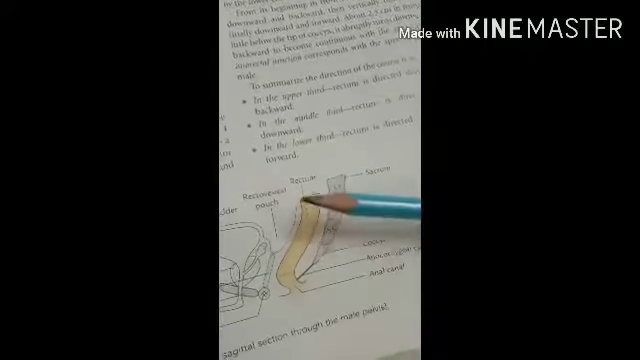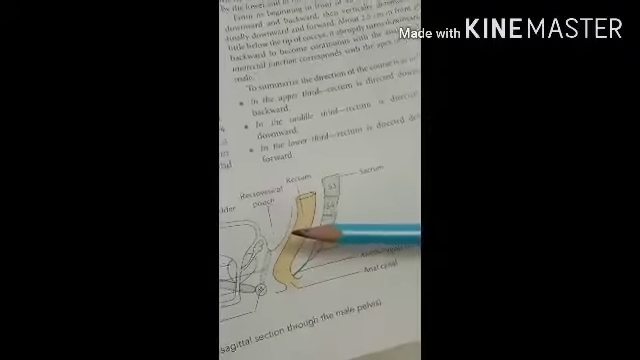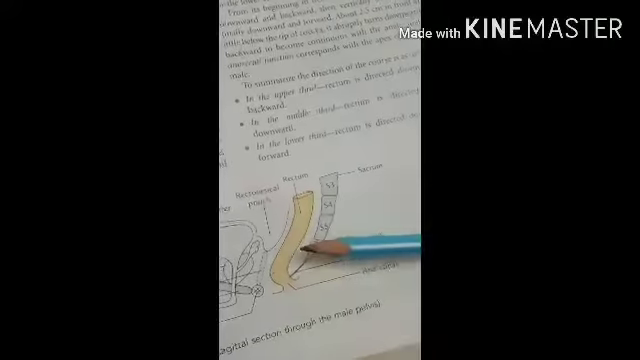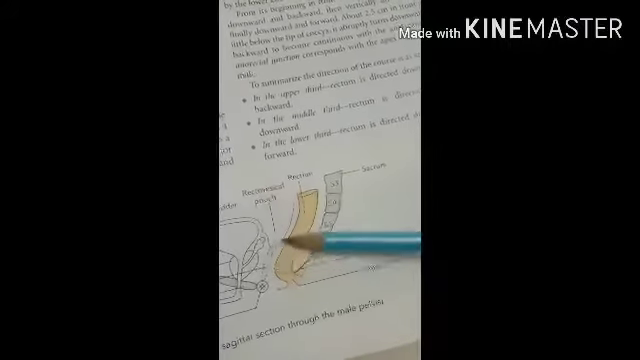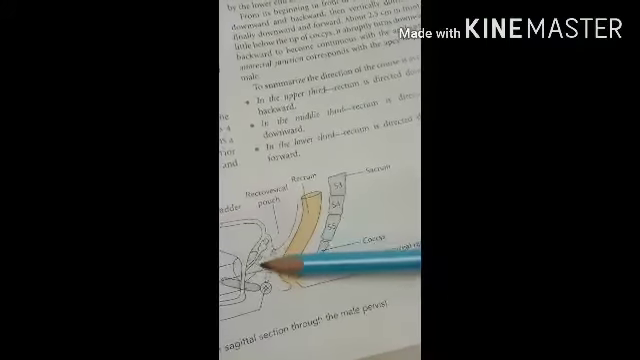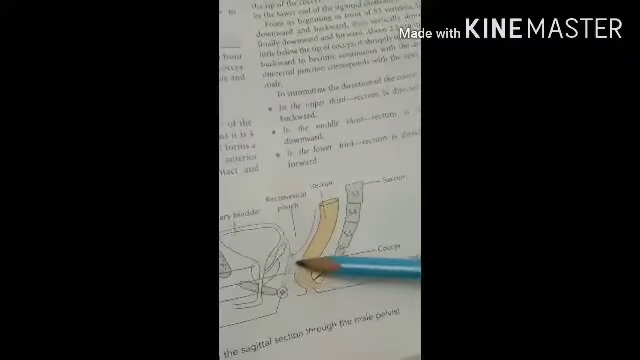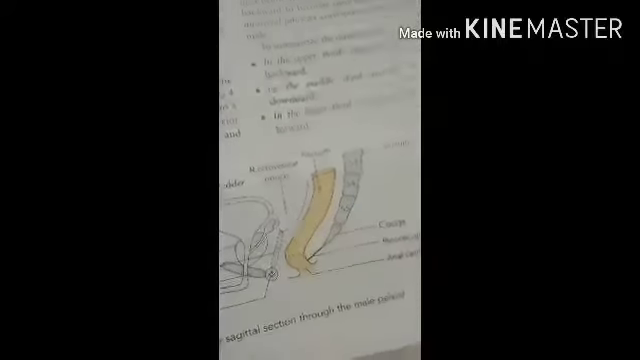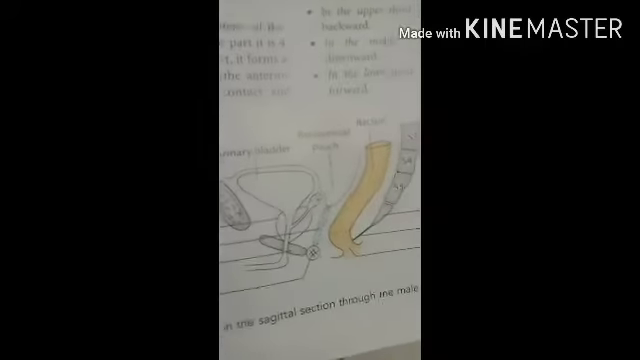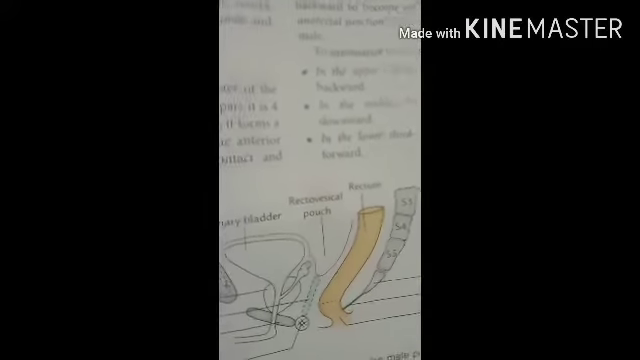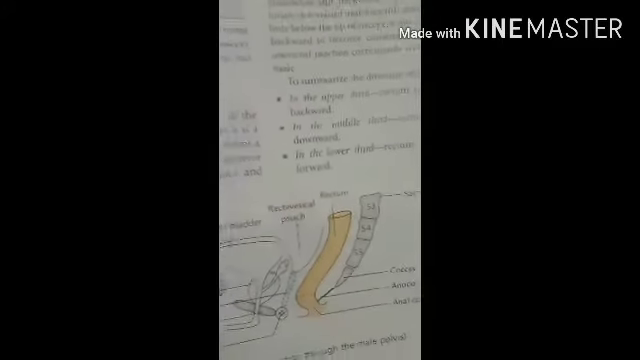And the last one is the rectovesical fascia. It extends from the lower part of the rectum to the seminal vesicle and the prostate in front. From the seminal vesicle to the prostate and the lower part of the rectum the fascia is present, and that is called the rectovesical fascia. Here you can see the rectovesical pouch, and below it the fascia is present, called the rectovesical fascia.